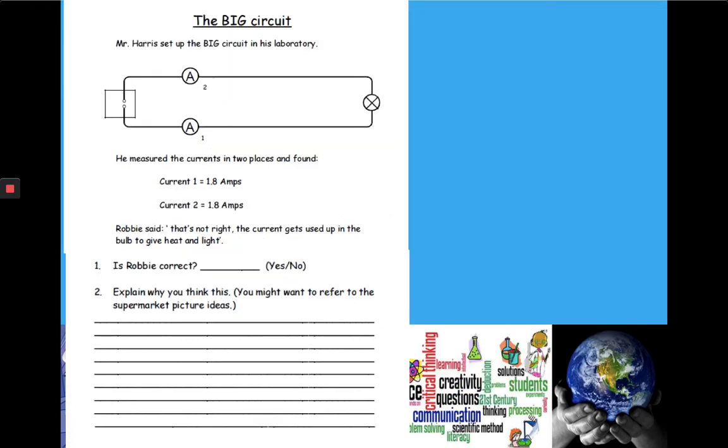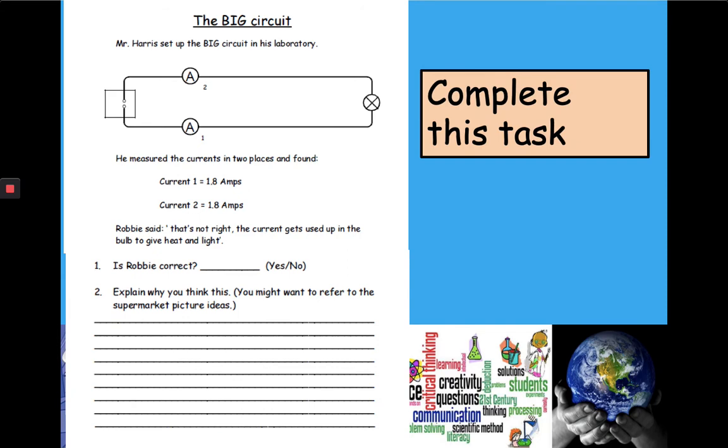So, moving on then. We've got here a little activity for you to have a go at again to see how much you understand this. I'm going to give you 5 to 7 minutes. I think that's probably enough time to have a go at this. So let me go through it first. It says the big circuit. Mr. Harris set up the big circuit in his laboratory. Here you can see the circuit. See if you can try and identify some of the symbols that we've already spoken about. So we've got the bulb there for one and the switch.